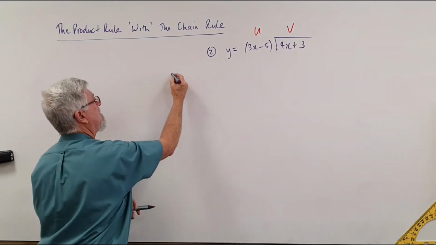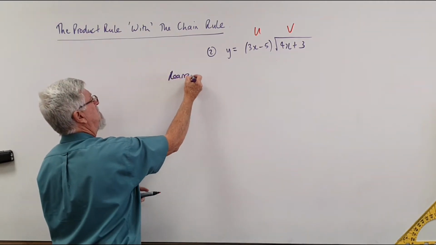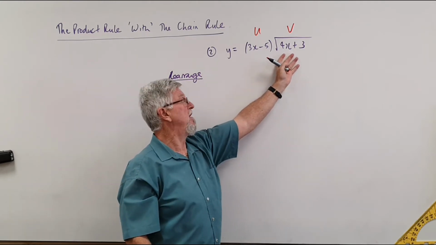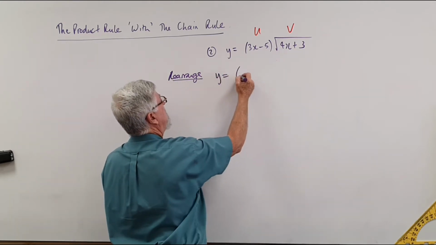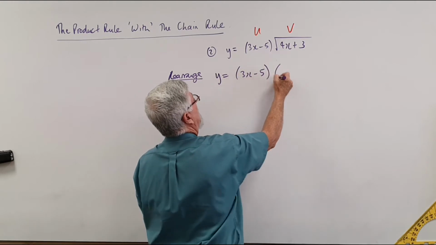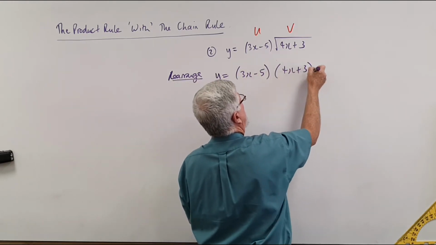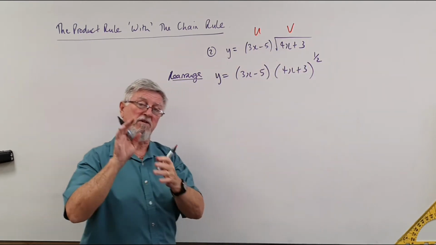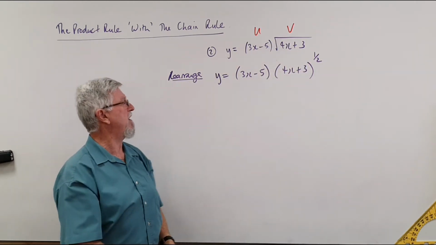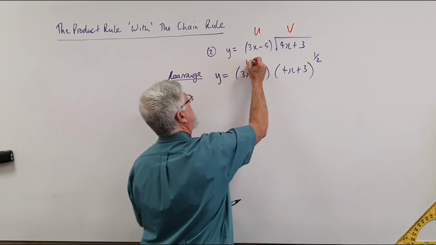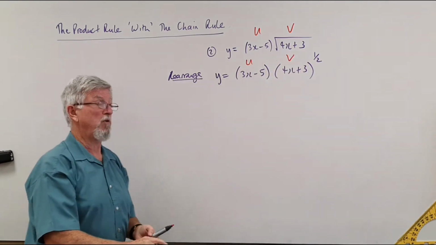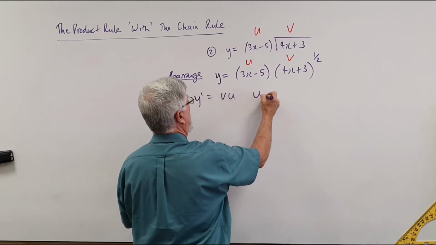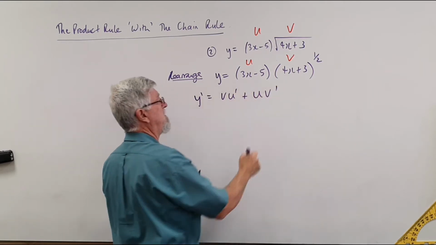I always talk about rearranging, because we do not know how to differentiate a square root. So I need to write the square root as 4x plus 3 to the power of a half. Remembering that a square root means that you have an index or an exponent of a half. Now I can call this one U, this one V, and go through the same as what we did a moment ago. Leave myself a bit of room. V, U, U, V, with a dash on the back of both.